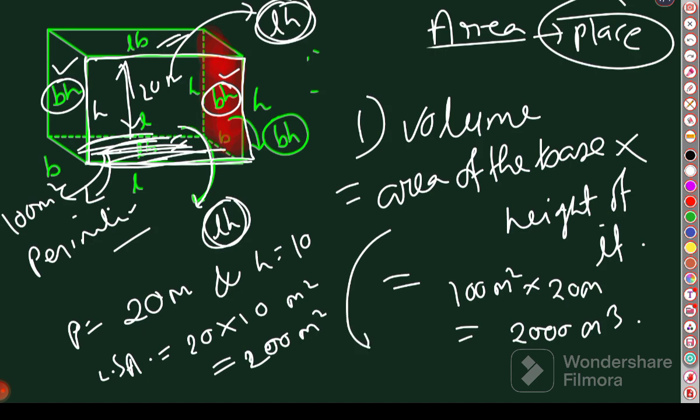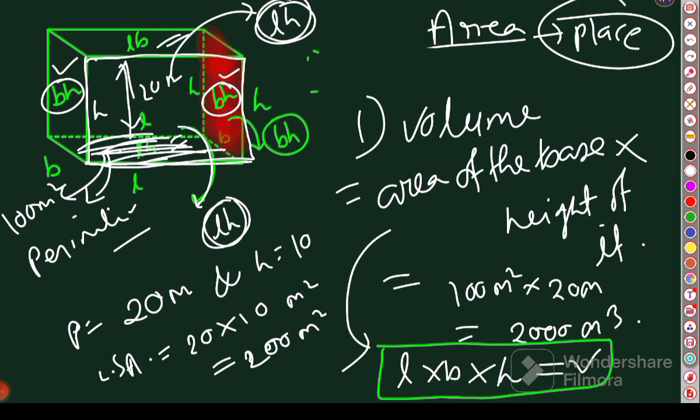So you can see that area means length into breadth. So we can also simplify that area is length into breadth, and this height is h. That means volume V is equal to length into breadth into height, or you can say area of the base into height of it. So volume is actually the product of the area of the base of a figure and its height. This is known as volume.